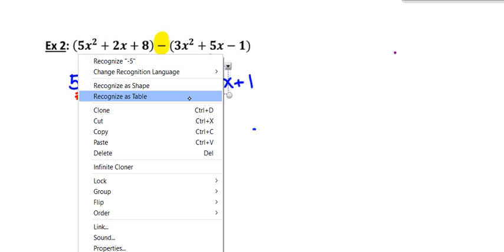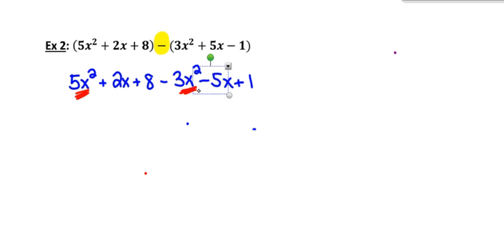So as far as the terms with the x squareds in them, I've got a 5x squared and a minus 3x squared, which will combine to be 2x squared. As far as terms containing an x, I've got a 2x and a minus 5x, which will combine to be a minus 3x.